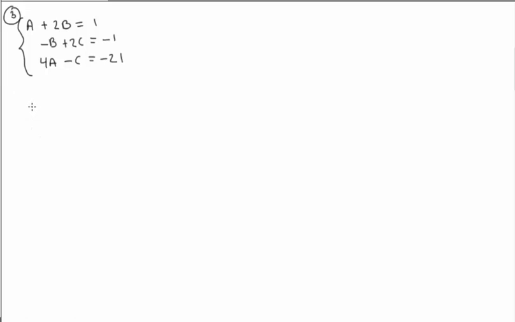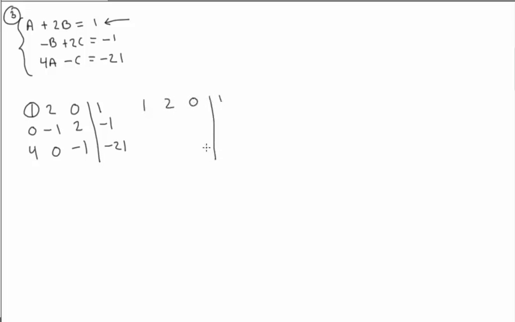So first off, we have 1, 2, 0 for the C, and 1. That's representative of that first line. The second one would be 0, -1, 2, -1, and finally 4, 0, -1, -21. So let's see if you can remember how this works. Here's a 1. It's already a 1, so that's desirable. We have to make this 0, and it already is, so I'm pretty happy about that.